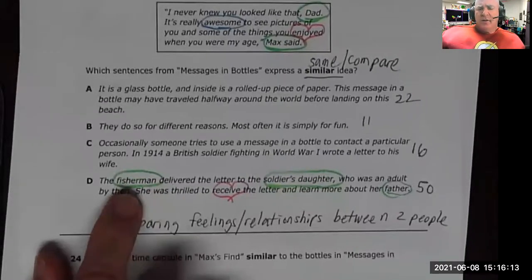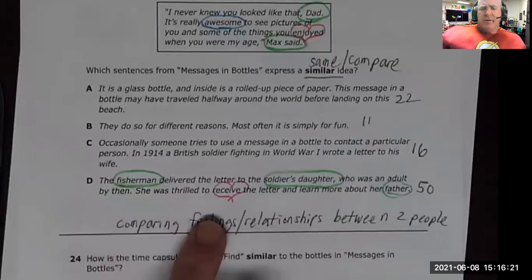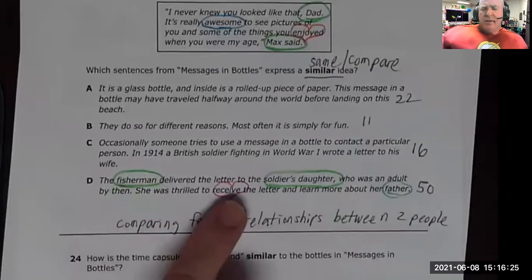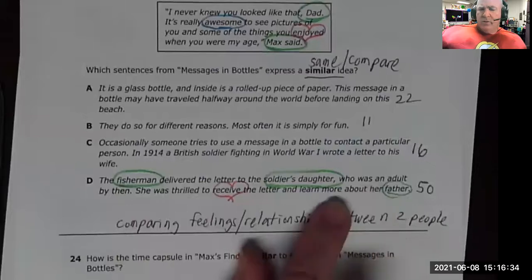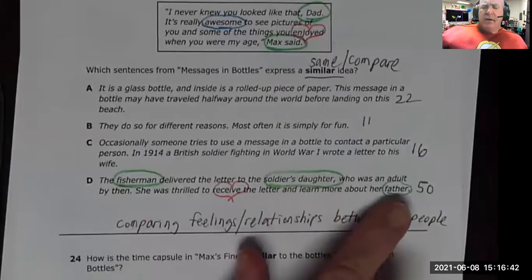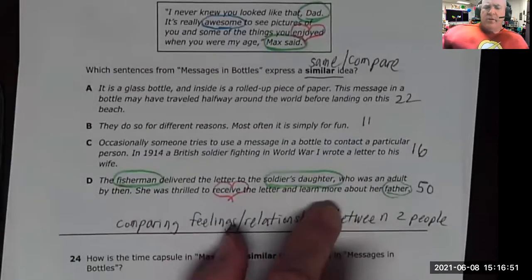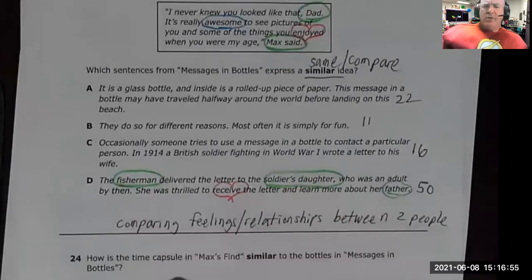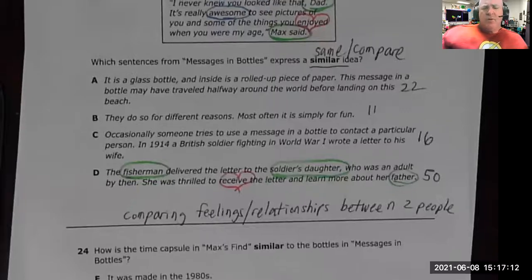A fisherman and a soldier's daughter are the two people, and an emotion there. And I meant to put the heart on thrilled. Receiving something is great, but the emotional response is thrilled. So you would draw a heart there. To receive a letter and learn more about her father. So the soldier's daughter and her father. So it was comparing how the father used to be from the fisherman. And so all you had to do was see, by comparing, which ones have similar content: people, emotions, and relationships from the past. So that's how I would suggest that you teach this and deal with your distractors.